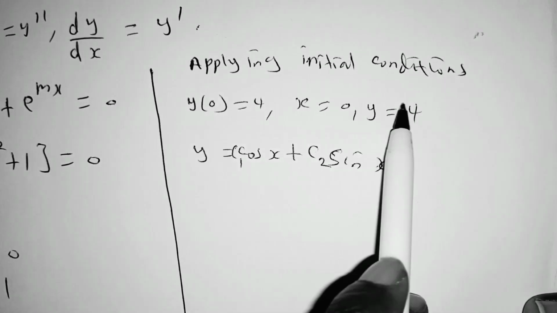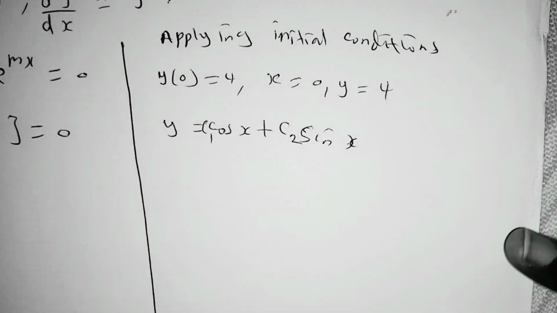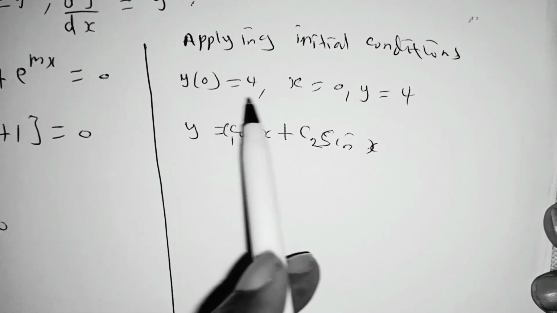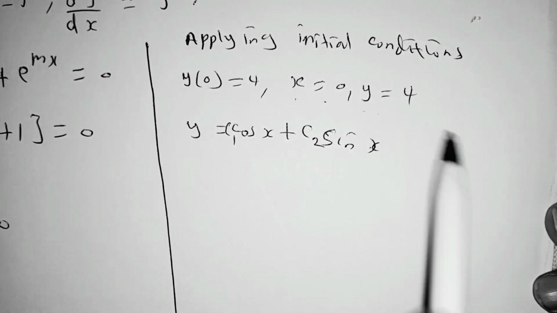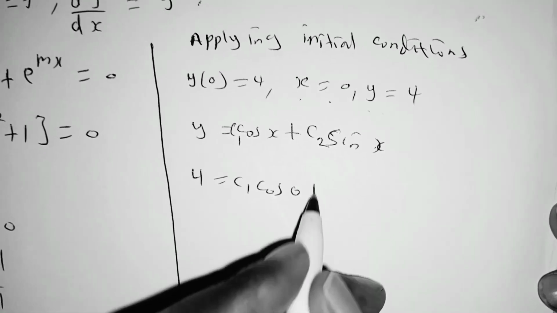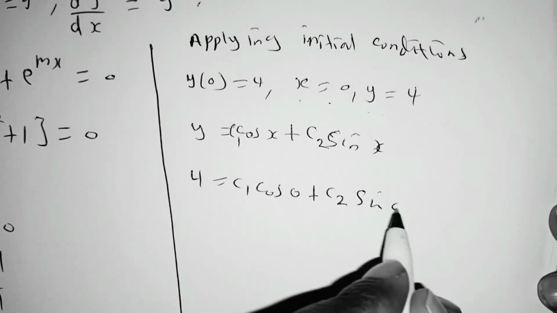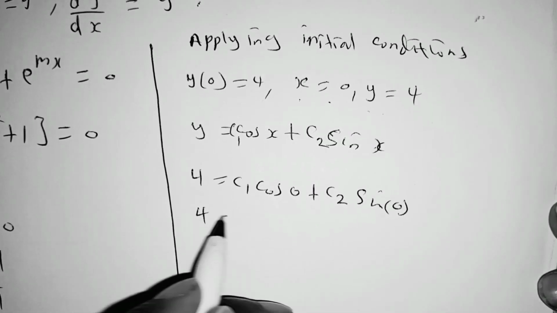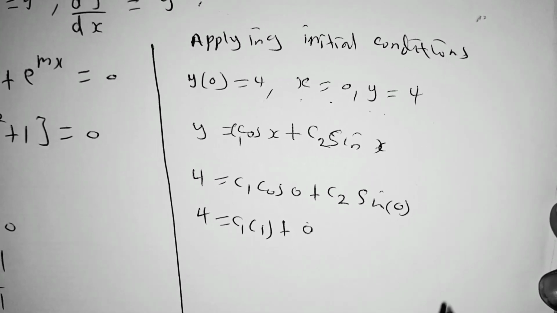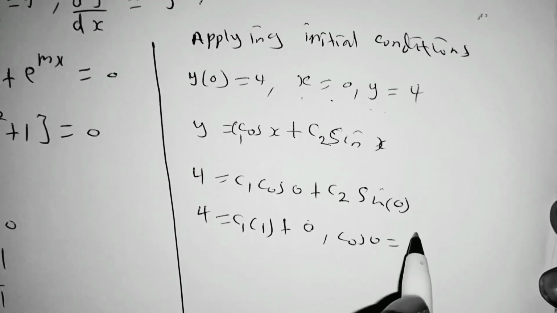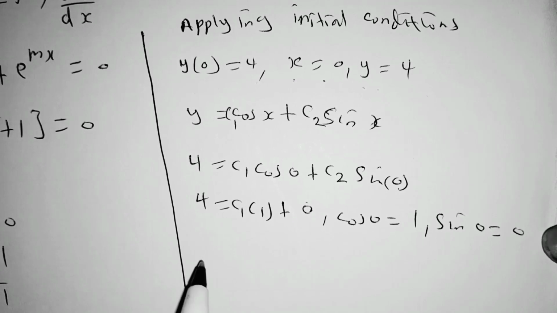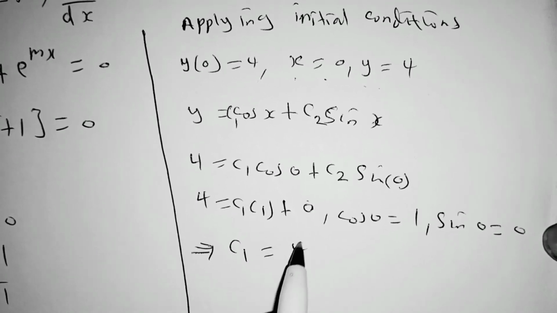So applying the initial condition, we shall have the following. Y(0) is equal to 4. It means x is equal to 0 when y is equal to 4. Now we substitute: 4 is equal to c1 cos of 0 plus c2 sine of 0. Now 4 is equal to c1 multiplied by 1 plus 0. Note this that cos of 0 is equal to 1 and sine of 0 is equal to 0. So this means that our constant C1 is equal to 4.